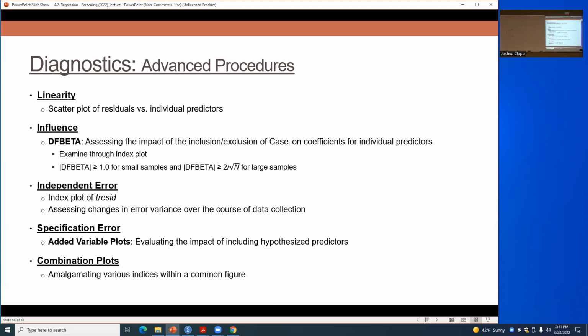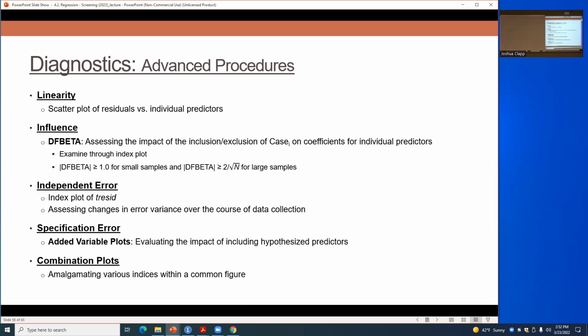Other measures of influence, DFBeta. What this is doing is looking at the inclusion or exclusion of a given case on the coefficients for individual predictors. So not just the whole model as a general index. I can start to get more nuance and say, with the inclusion or exclusion of this case, what does this do to this parameter? We have to watch out because this can encourage futzing with data and keeping or getting rid of cases just because we don't like what they're doing. But if we need a more in-depth diagnostic, that's an option.